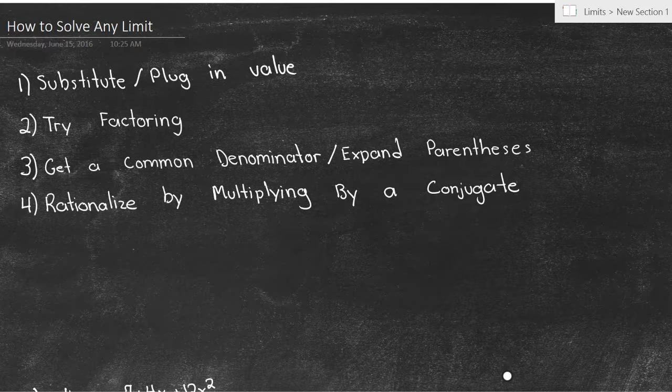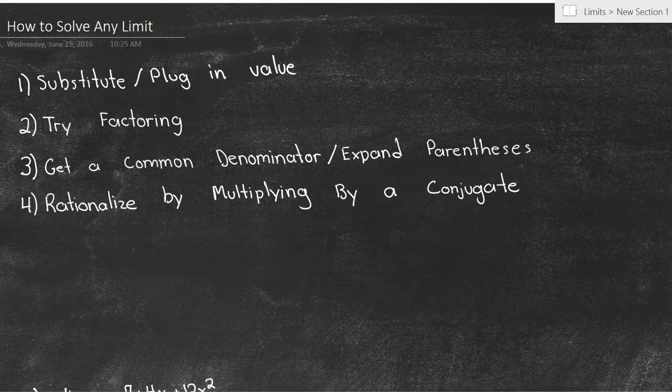And this is what you should try every time you get a limit problem. First, substitute, plug in the value. So if the limit is as x approaches 1, plug in 1 for all the x's and see what happens. Then if you get an indeterminate form, go to the next step. So then you can try factoring. If it's possible to factor, give that a go.